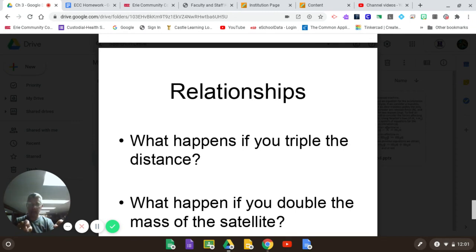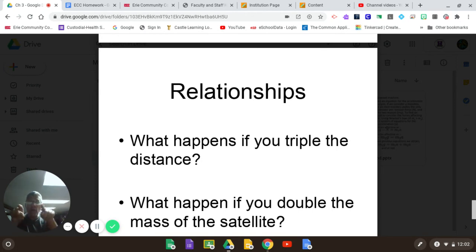How about if I make the distance closer? If it gets closer, it goes up. If it gets farther, it goes down. If it gets closer, it goes up by the square. If it goes farther, it's a fraction by the square. So if I have half the distance, that would be 4 times as great. 2 squared is 4. If I have 1/3 the distance, 3 squared is 9, so 9 times as great.